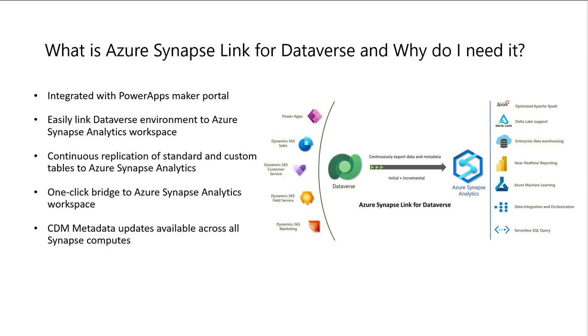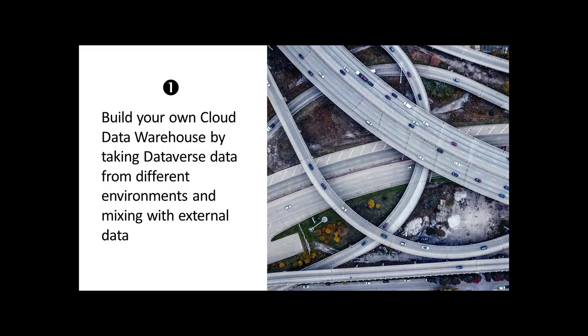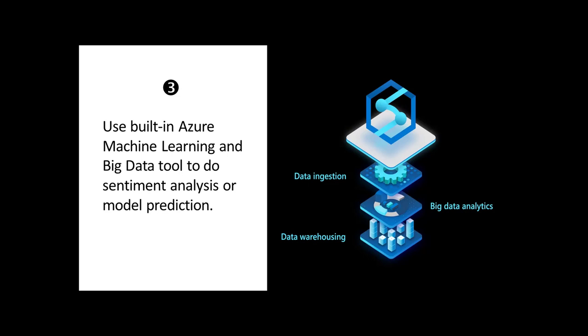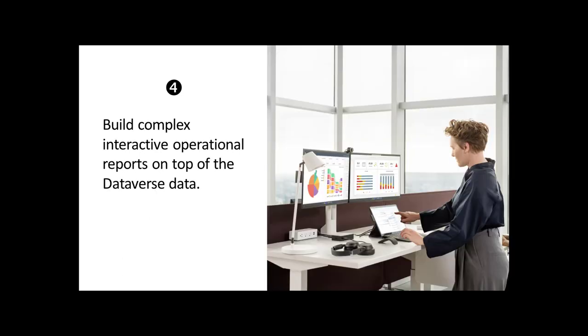We have seen many customers using Synapse Link to do lots of things. The top 4 common use cases are: first, build their own cloud data warehouse by taking Dataverse data from different environments and mixing with external data. Second, conduct advanced analytics such as risk assessment, churn rate prediction, or discover more sales opportunity. Third, use built-in Azure machine learning and big data tools to do sentiment analysis or model prediction. Fourth, build complex interactive operational reports on top of the Dataverse data.